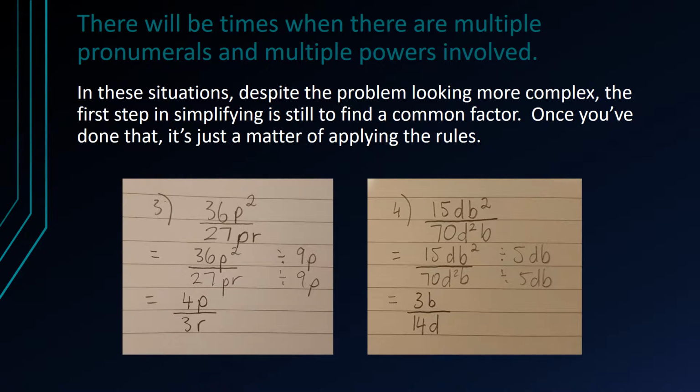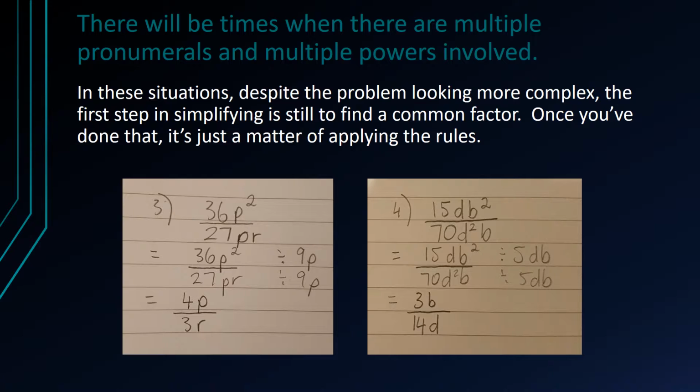In the second example, 15db squared over 70d squared b. So what we can use here is our common factor is 5 for starters, because they're both divisible by 5, and then each top and bottom has a d and a b in it, albeit in some cases they've got more than one. So in this case our common factor can be 5db.